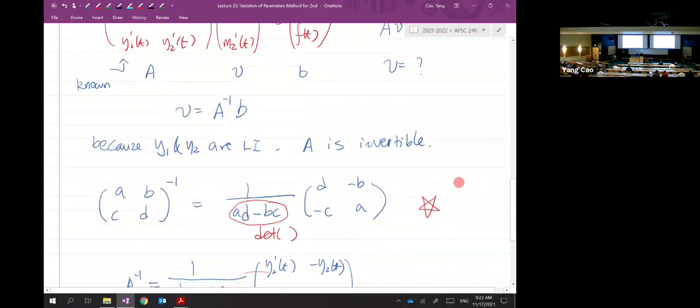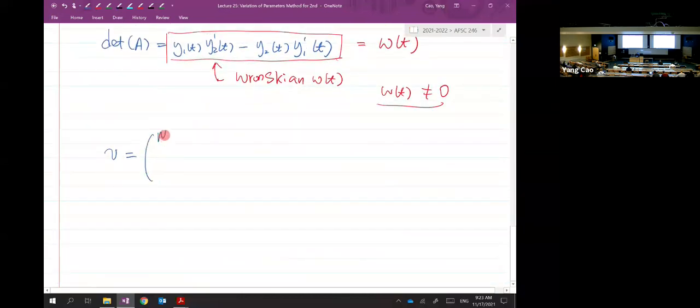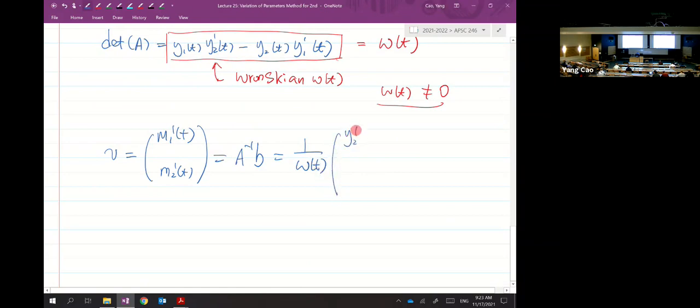So then I can calculate my solution V using A inverse times B. Bear in mind, V is M1 prime, M2 prime. So that equals A inverse times B. And A inverse we already calculated. That's 1 over the Wronskian W of t, multiplied by the matrix with y2 of t, negative y2 of t, negative y1 prime, then y1 of t. So this is your A inverse, multiplied by B, and B is 0, f of t.